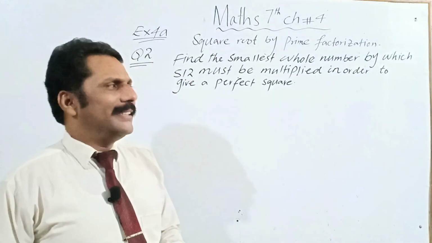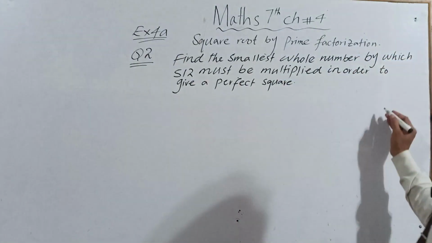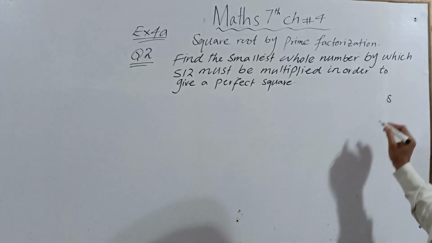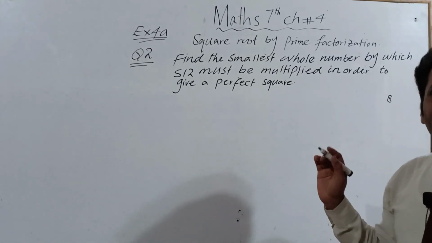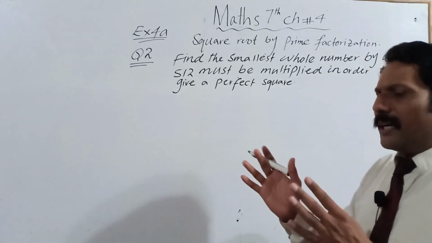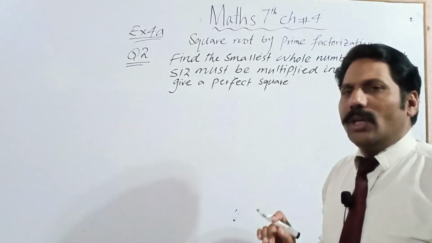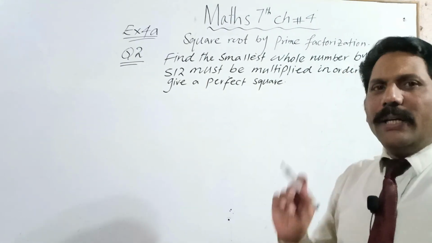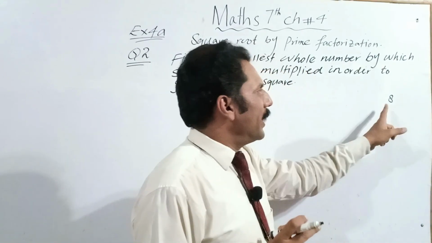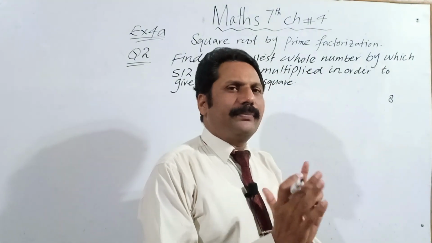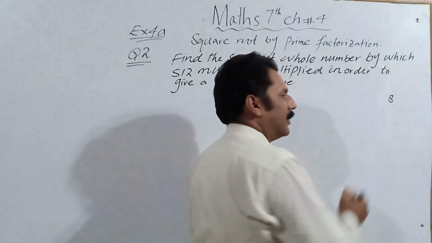For example, if I say that 8 is not a perfect square because we cannot find a number which multiplied by itself gives 8. There is no number. So if 8 is not a perfect square, can we find any number by which we multiply 8 and then we get a perfect square? Think over it.